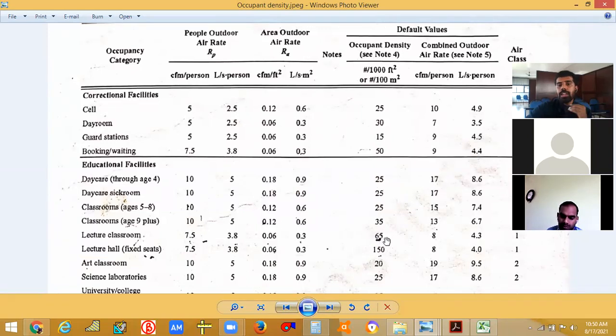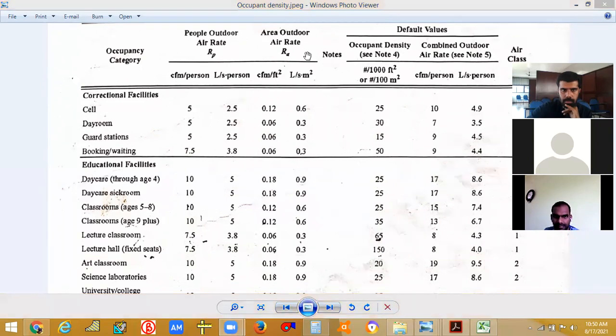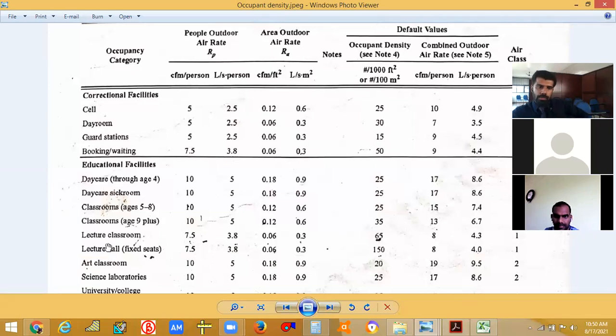So for 1000 feet square, it is 65. For 900 feet square, how much should be there? How many people can be accommodated in 900 feet square? Can you give the answer? You have already seen from this tabular column that 65 people can be accommodated in 1000 feet square if it's a lecture classroom. I don't have 1000 feet square, but only 900 feet square. So what will be my answer? How many people can be accommodated in that classroom?